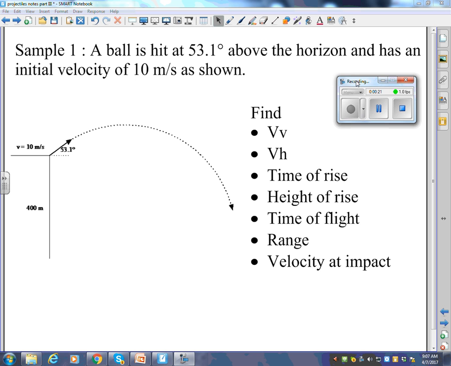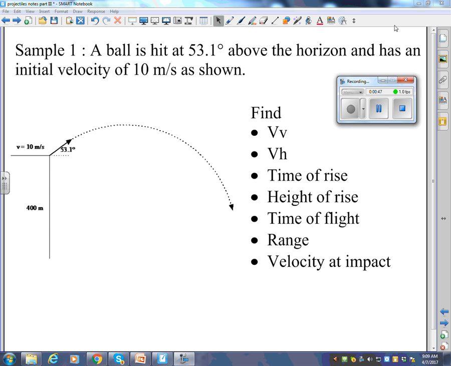You might wonder about the angle of 53.1 degrees. It'll make sense in a little bit. It's a 400-meter high cliff. It's pretty tall. And we're launching something at 10 meters per second at an angle of 53.1. And those are the things we're going to find. The reason I put that list there is to give you a chance to think ahead a little bit. So, again, this is a projectile that is launched at an angle off a cliff.